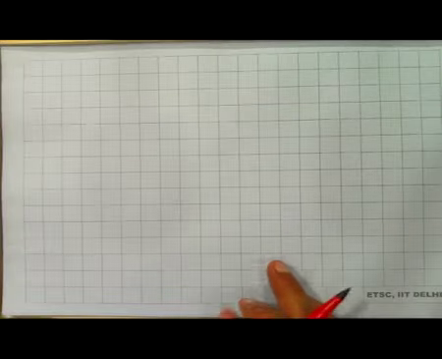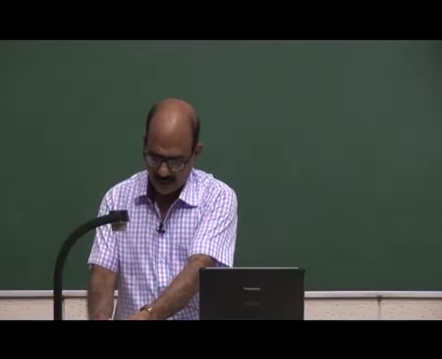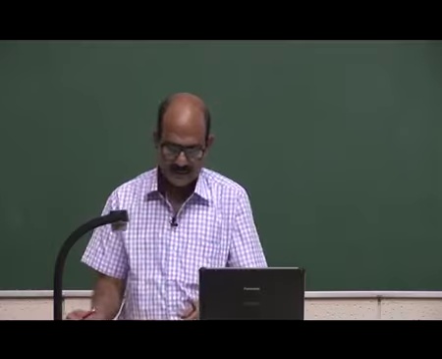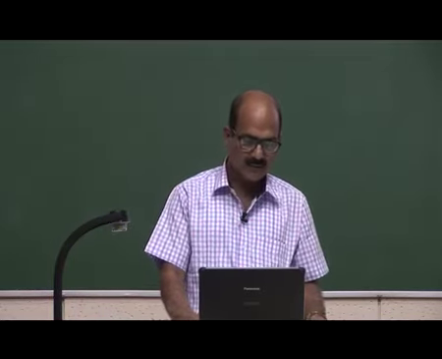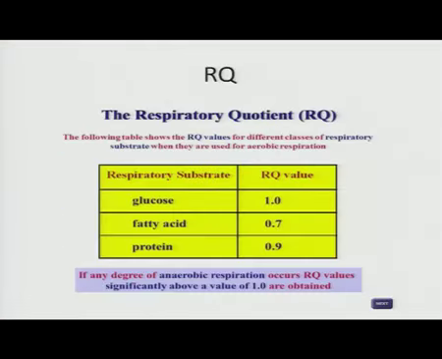Now, with the help of all these reactions, we can summarize the different types of respiratory fuel by the respiratory quotient, that is the RQ. When the glucose molecule is there, the RQ value is 1. When it is fatty acid, it is 0.7. When it is less than 0.7, around 0.5, that is the protein.